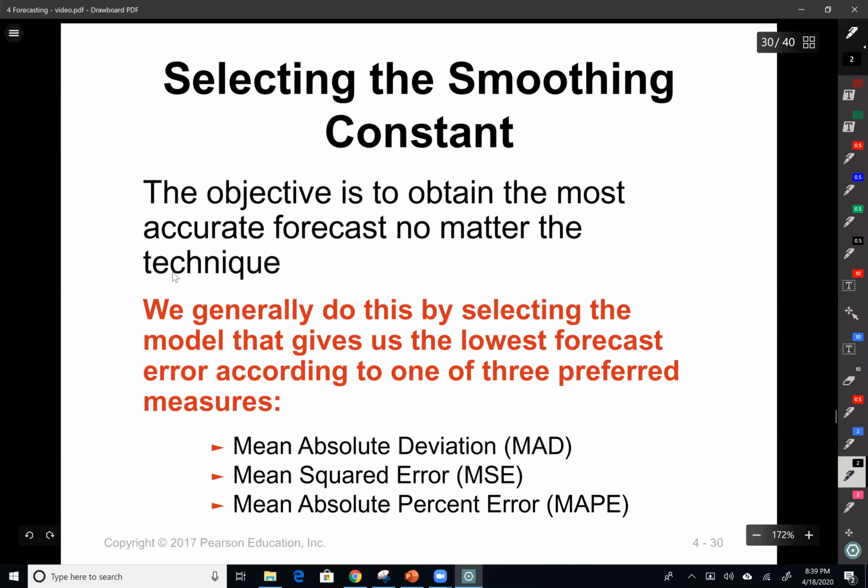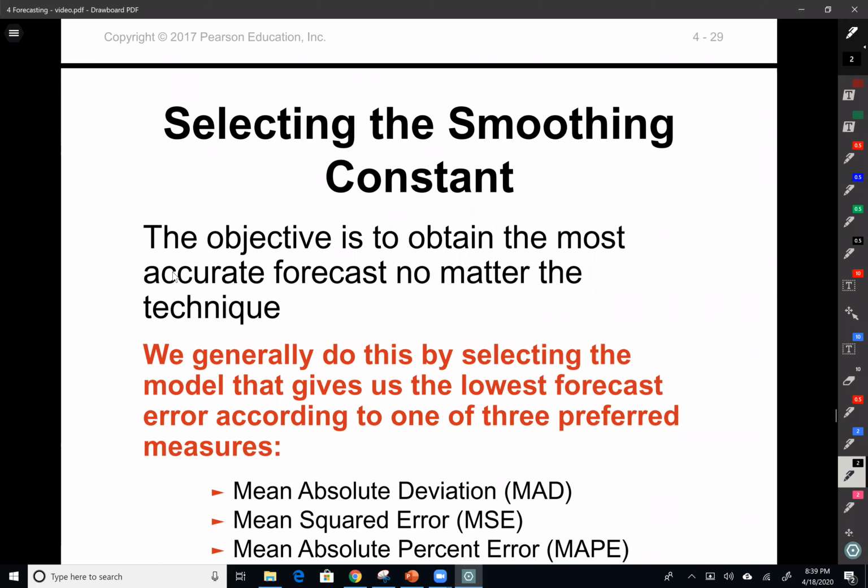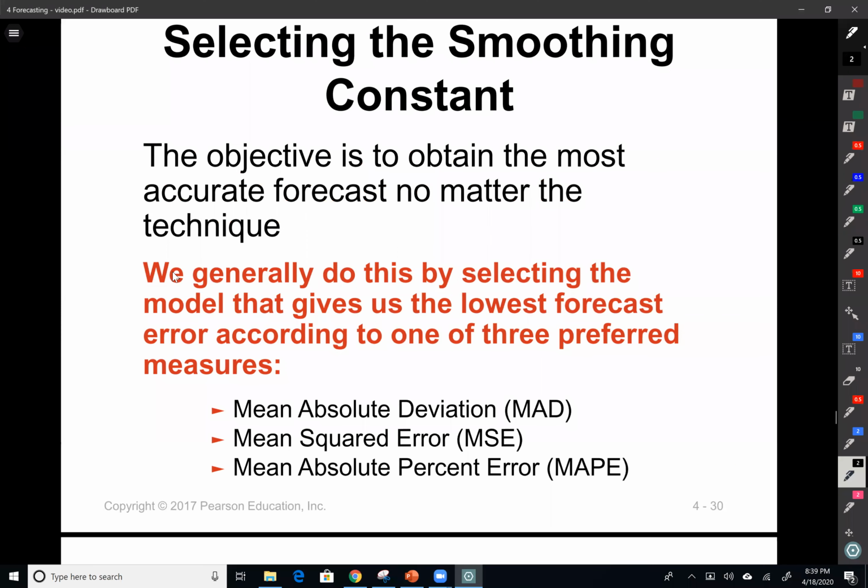In this video, I would like to talk to you about how to choose the right approach or model. And to do that, we need to measure the error. And these are the three main ways to measure error: MAD, MSE, and MAPE.